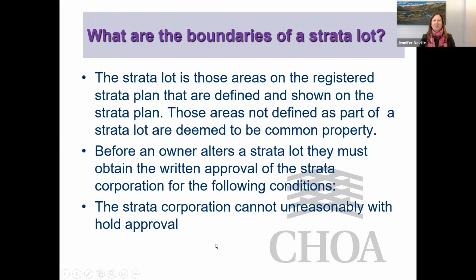What are the boundaries of a strata lot? The strata lot is those areas on the registered strata plan that are defined and shown on the strata plan. So in other words, if it's shown on the strata plan, it is a strata lot. And if it's not part of the strata lot, it's common property. So fairly simple, but the definition of common property is a little bit more complicated, as I mentioned. Before an owner alters a strata lot, they must obtain the written approval of the strata corporation.